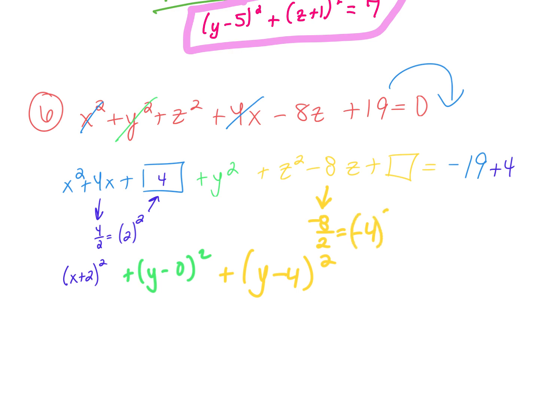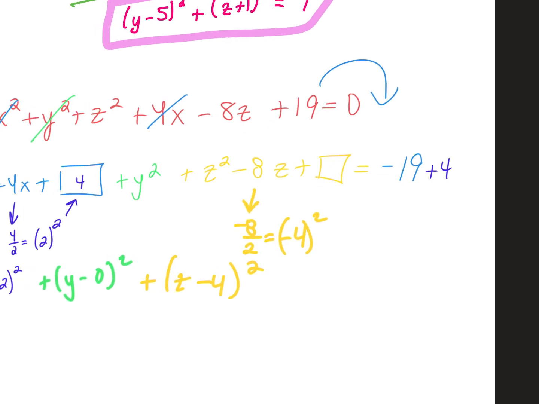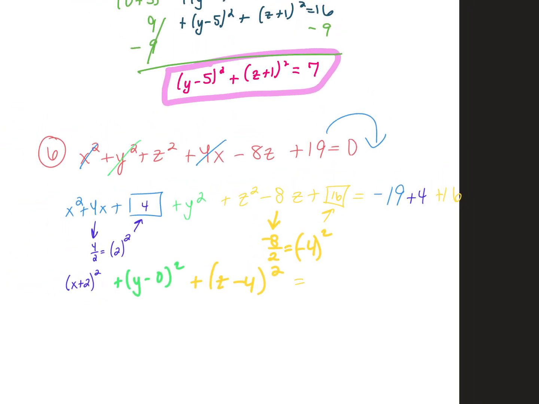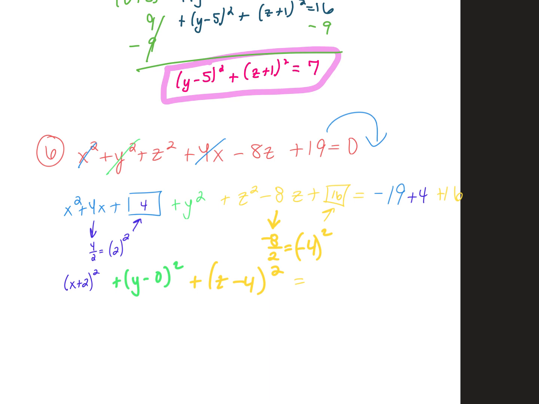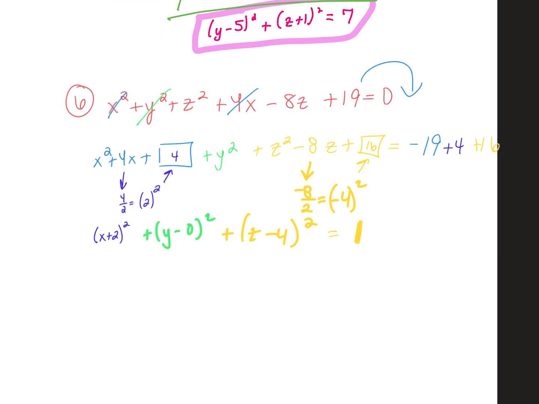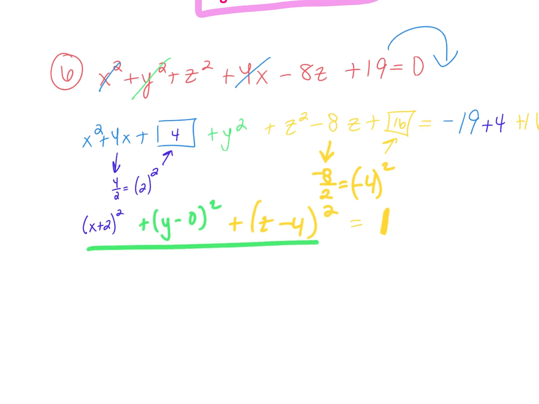Oh yeah, I'm sorry, thanks. So many letters. This is z. When I square negative 4, what do I get? 16. When I add 16 to one side, I have to do it to where? The other. So you're always just adding them? It's always, because when you square a number, it becomes what? Positive. Perfect. So now, guys, simplify the right-hand side. What's negative 19 plus 4 plus 16? Positive 1. You now have the equation of your sphere.